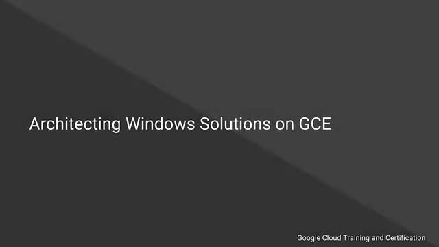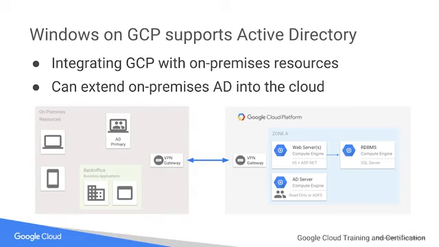Now let's look at a reference architecture for Windows workloads on Google Cloud Platform. For traditional Windows applications, you'll want to ensure that your Windows Active Directory environment is extended into Google Cloud Platform. You might run a read-only Active Directory secondary server, or perhaps use Active Directory Federation services.